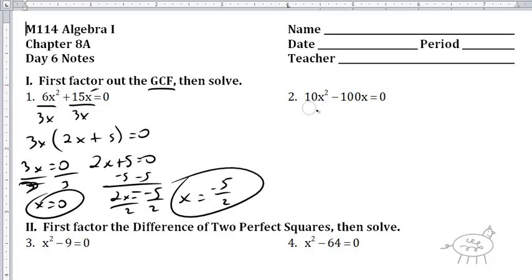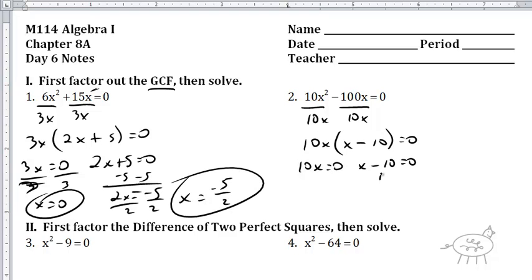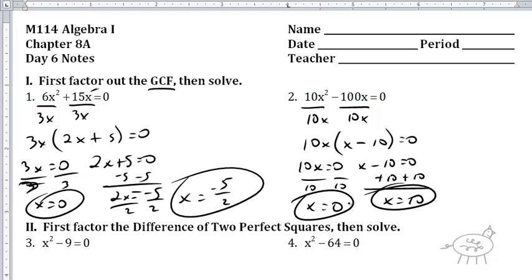Next one. Again, this is the greatest common factor, so we're going to divide everything by 10x. You get 10x, and then the parentheses give us just x left over and minus 10. So 10x equals 0 and x minus 10 equals 0. So x equals 10 here, and dividing by 10, x equals 0. So two answers, 10 and 0. Pretty easy, right? Not bad.